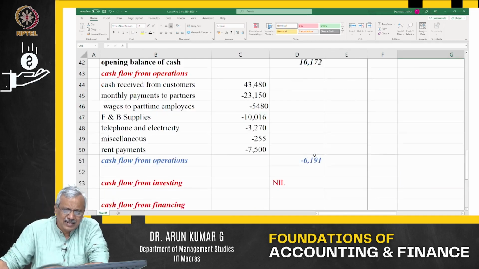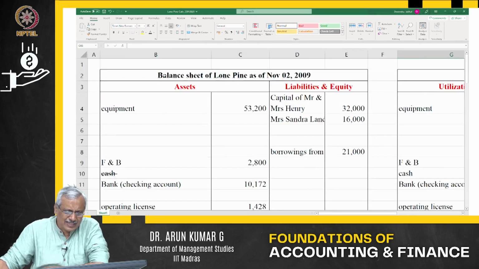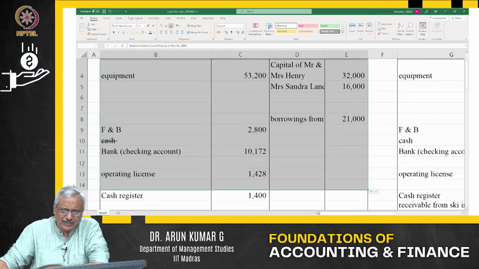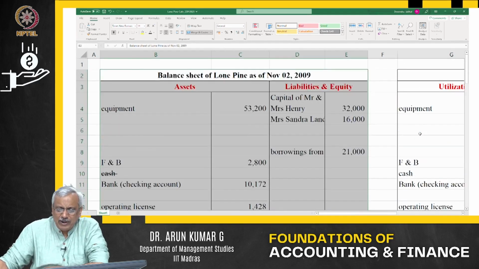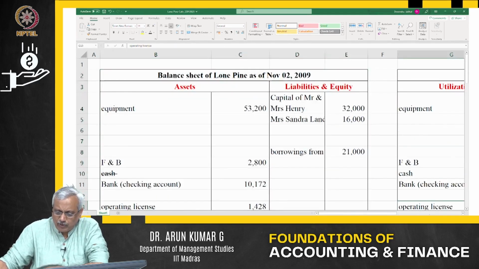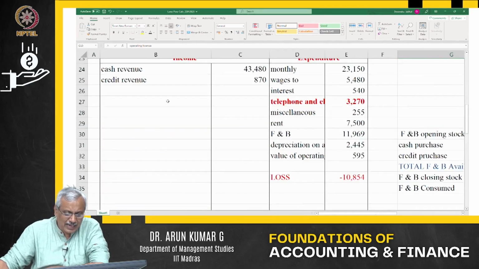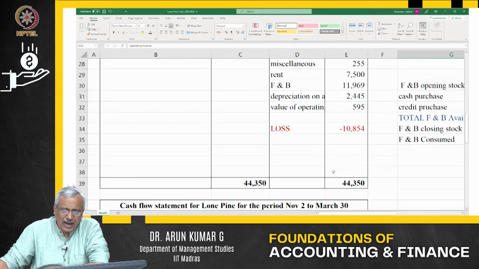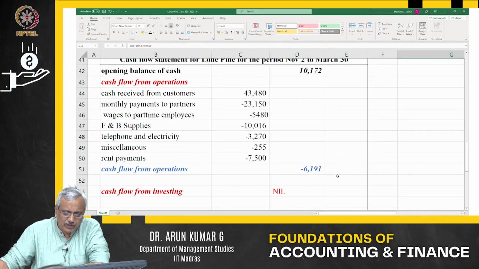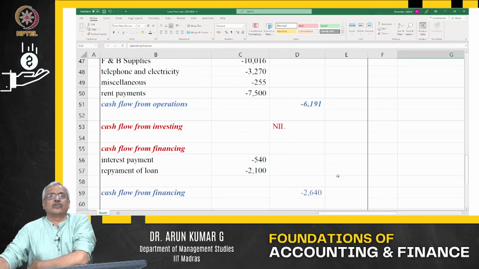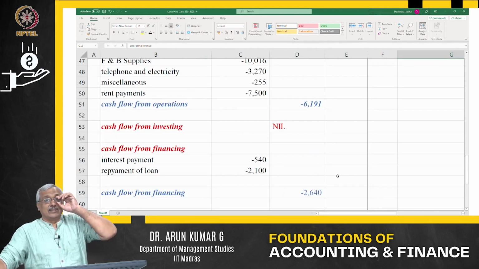So what have we done with the Lone Pine Cafe? We started by preparing a balance sheet when the entity was started. We prepared a balance sheet when the entity folded up or wound up. We prepared what is called the income and expenditure statement. And we also prepared the cash flow statement in the process. So we have prepared all these statements and we have learned all these statements.